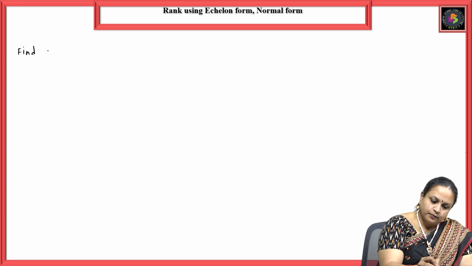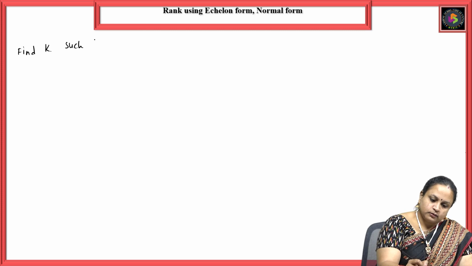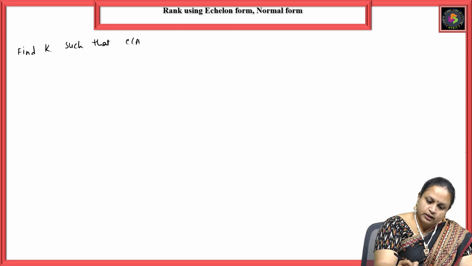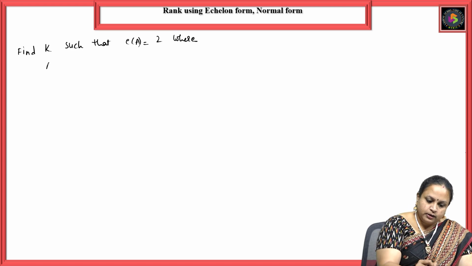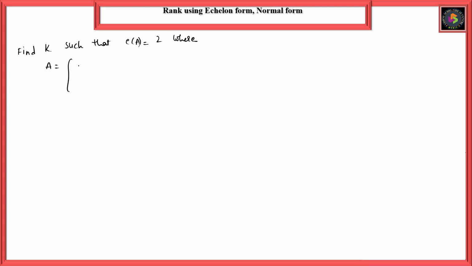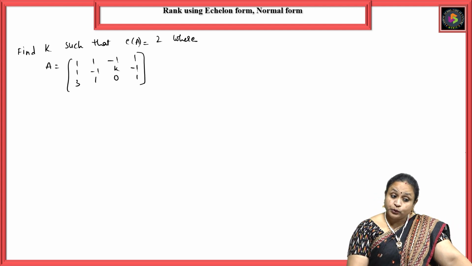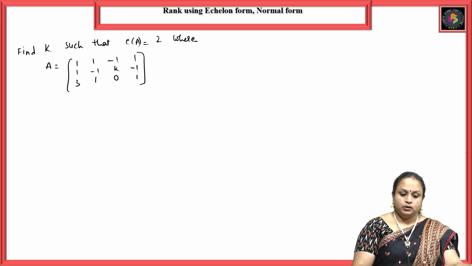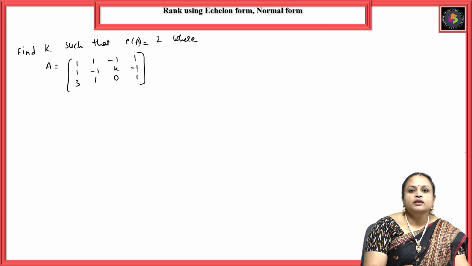Find K such that the rank of the matrix A is 2, where the matrix A is equal to 1, 1, minus 1, 1, 1, minus 1, K minus 1. This is the matrix A. We have to find the value of K so that the rank of the matrix is 2. Now, first let us convert this into echelon form.